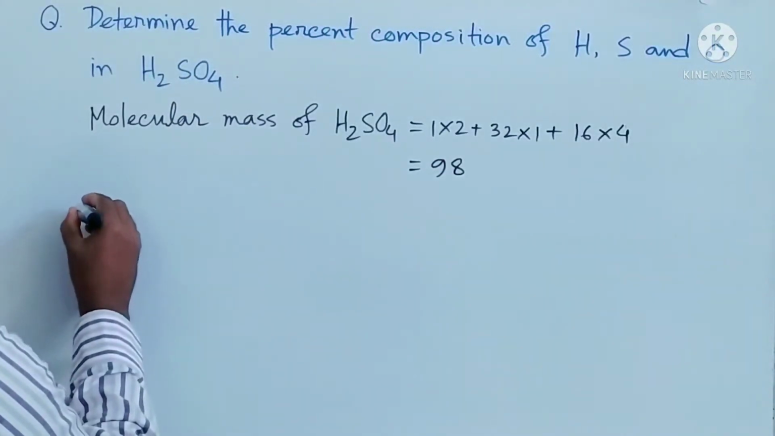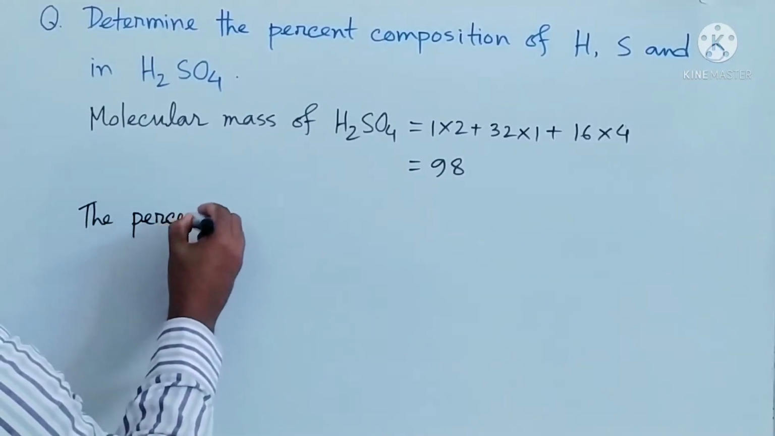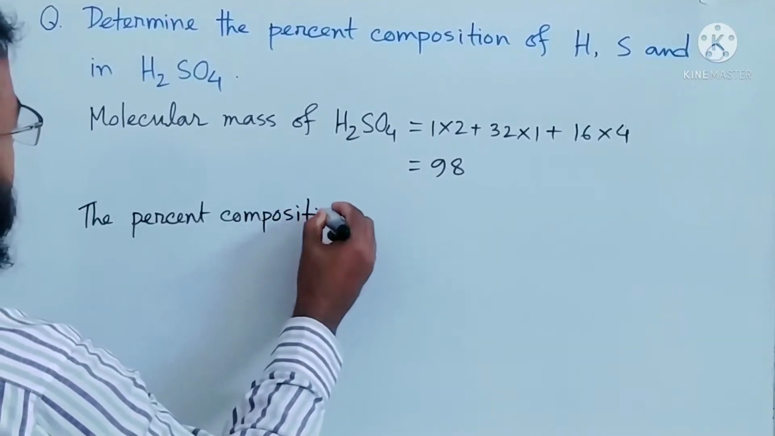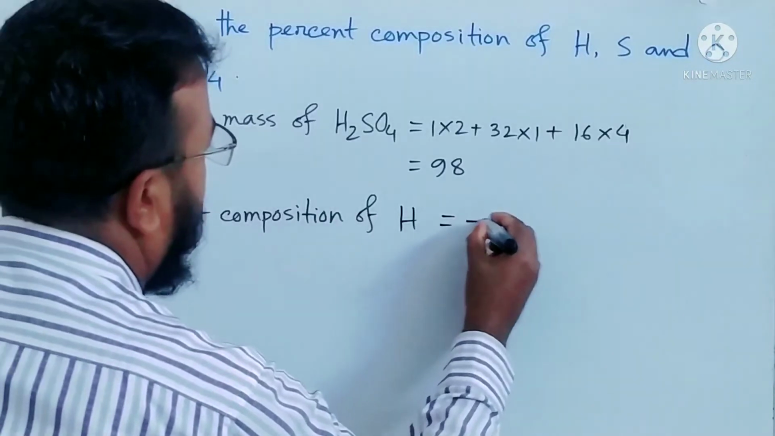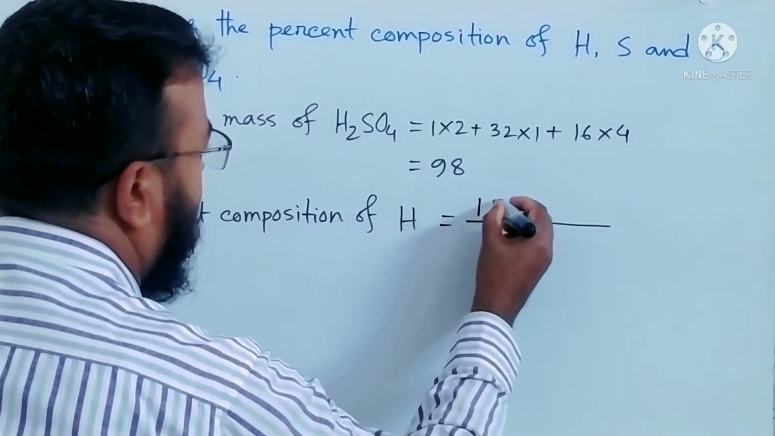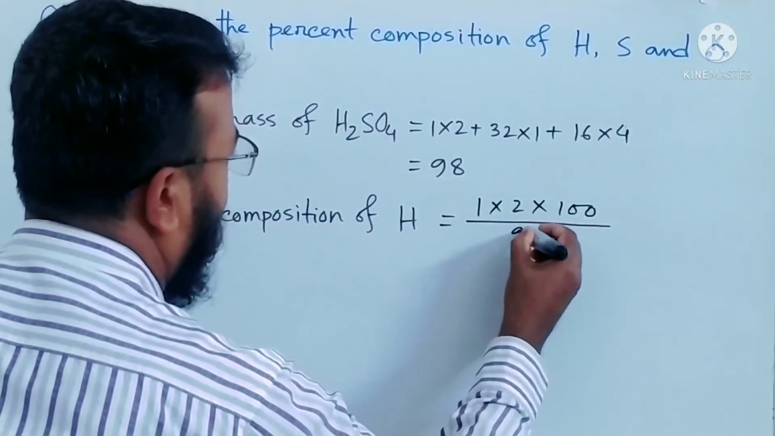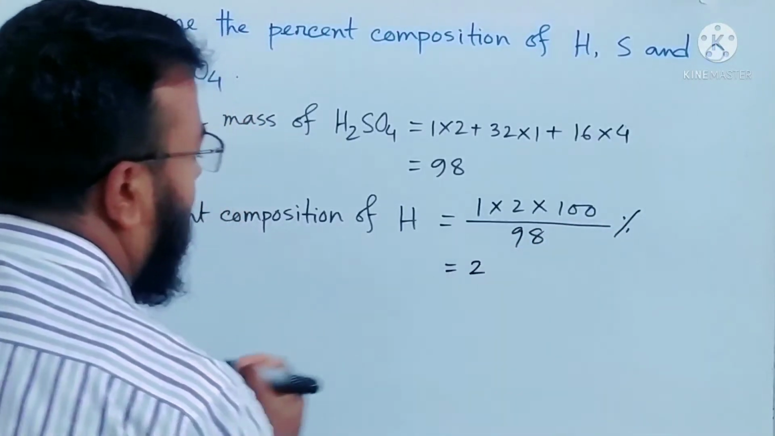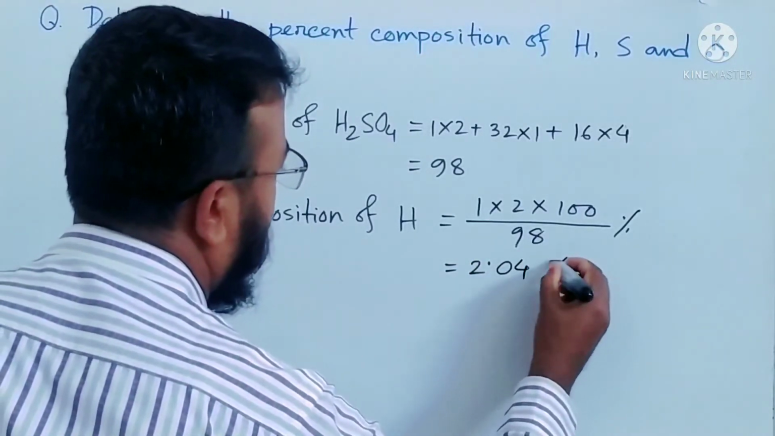Now the percent composition of hydrogen equals, so we have seen the formula, it is atomic mass into number of atoms into 100 divided by molecular mass, and then the answer will be in percentage. So by using the calculator we get the answer, it is 2.04%.